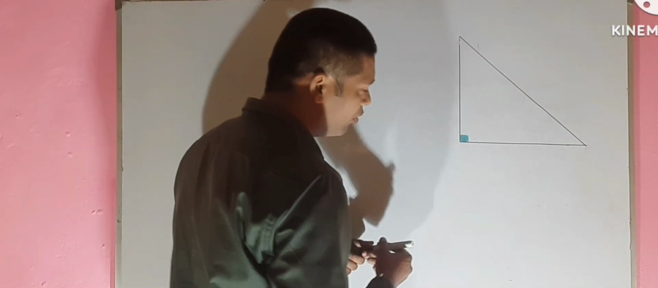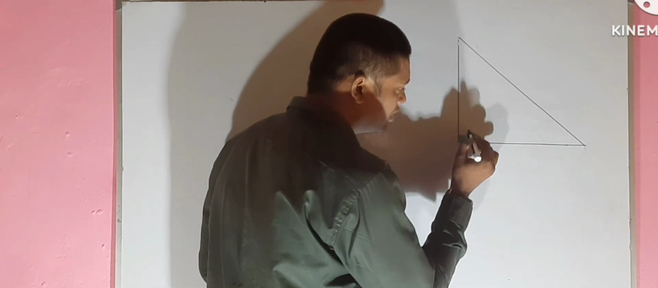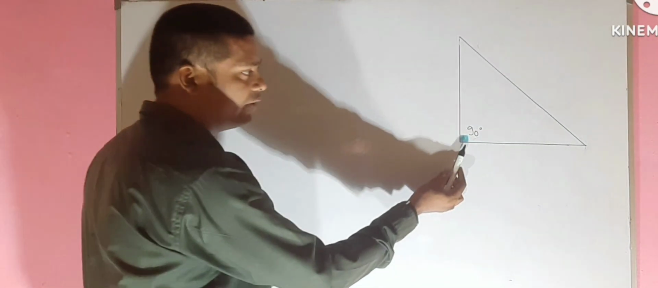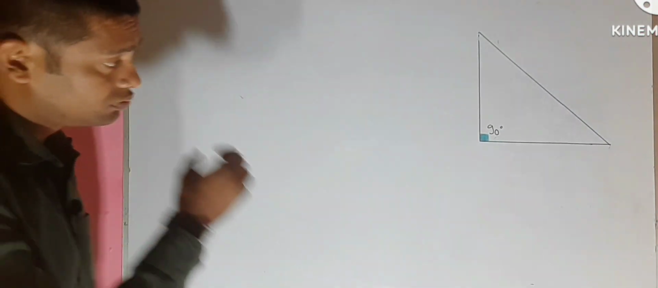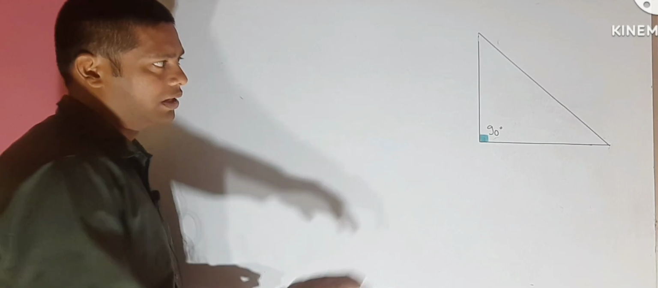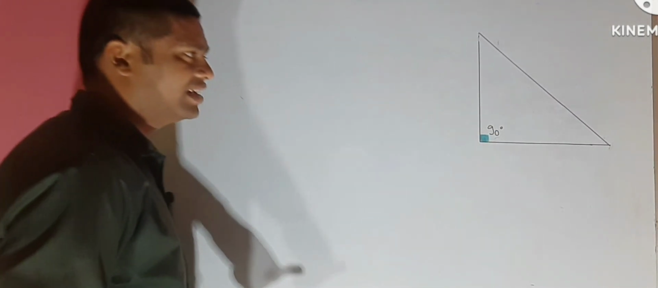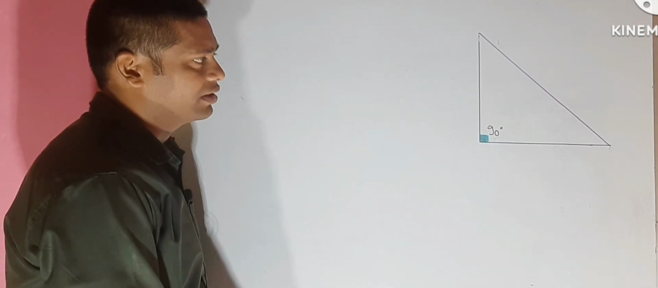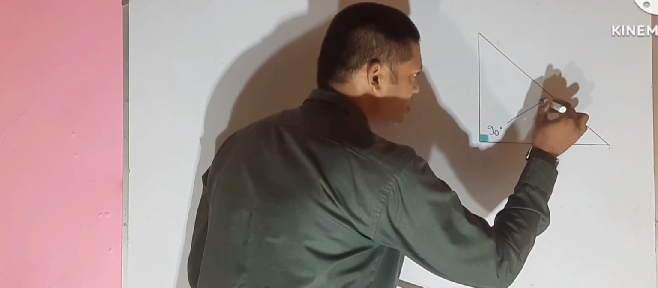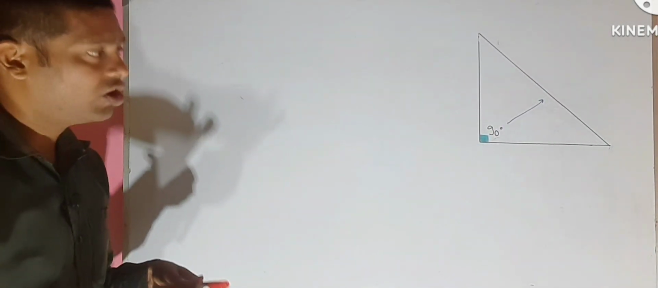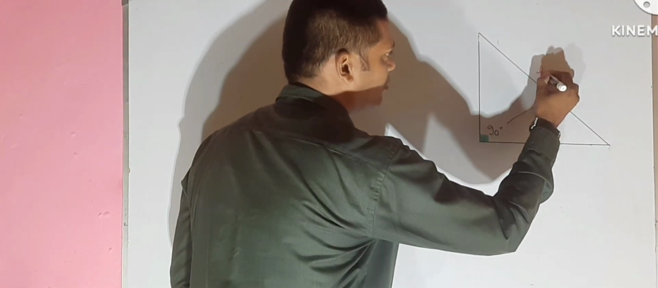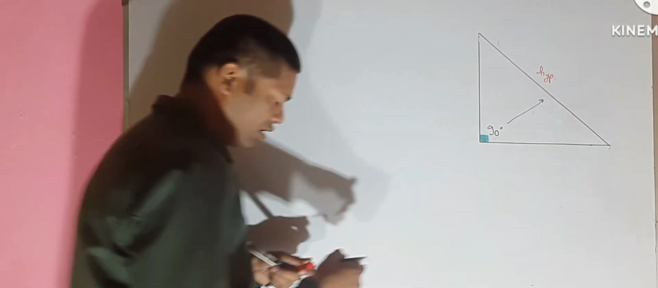Now the very important thing: what is this one? This is 90 degrees. What is the use of the 90 degree angle? Whatever side is opposite to 90 degrees, this one, is always the hypotenuse. It never changes. It is always the hypotenuse.